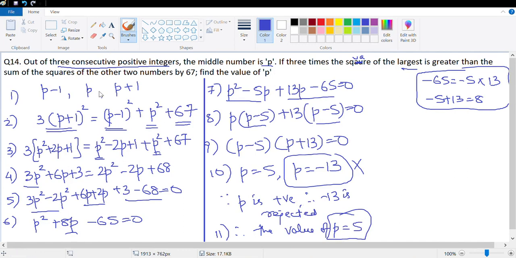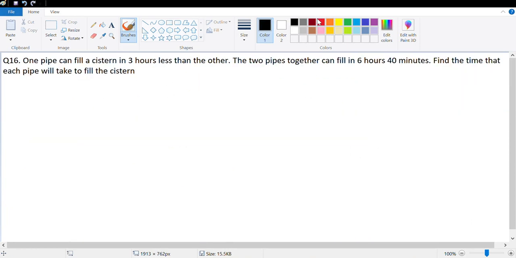Perfect. That brings me to the last homework question. The last homework question is question number 16. It says one pipe can fill a cistern in 3 hours less than the other. Okay. The two pipes together can fill in 6 hours 40 minutes. Find the time that each pipe will take.